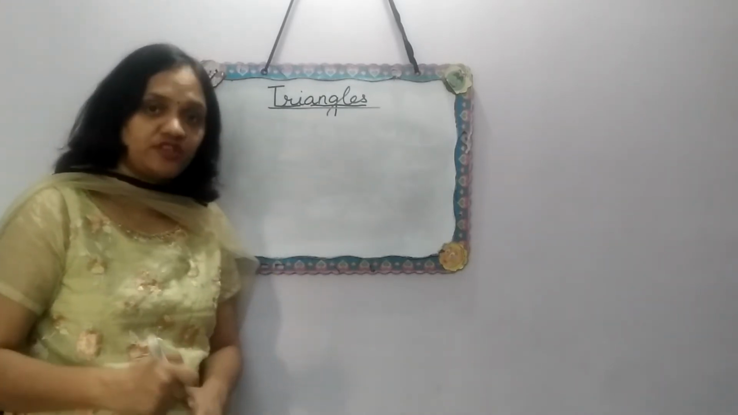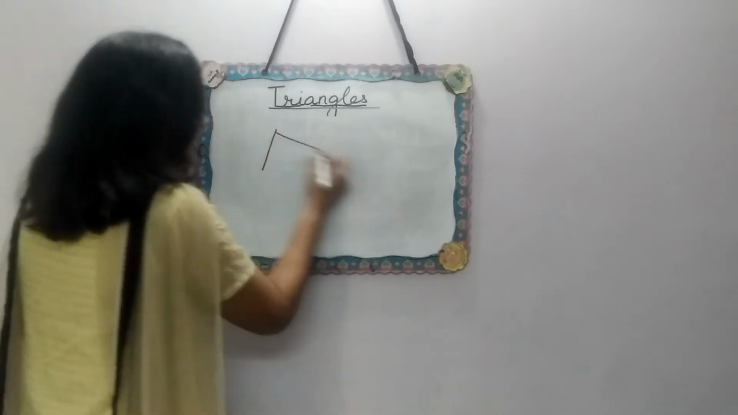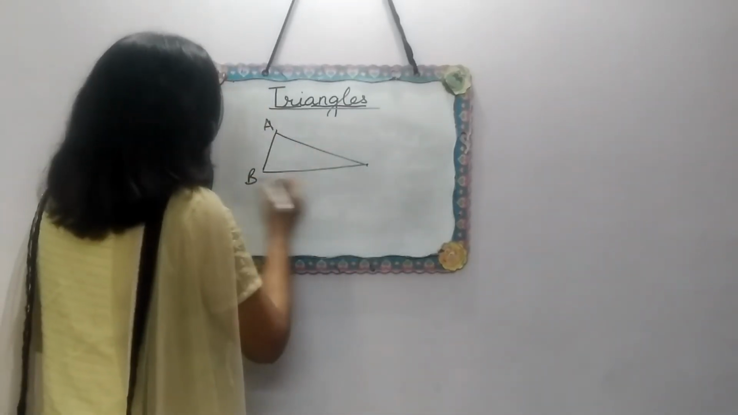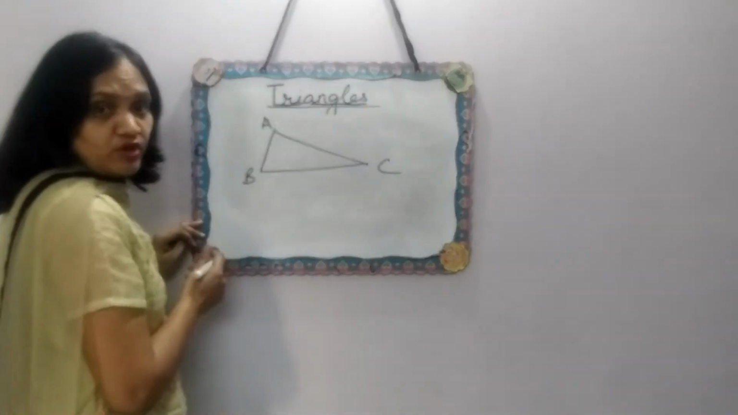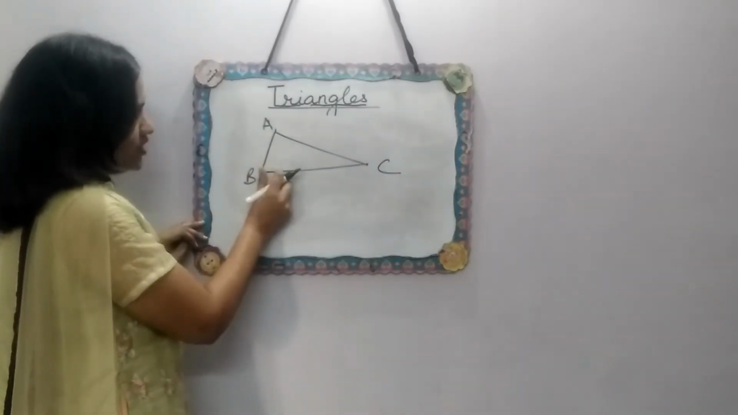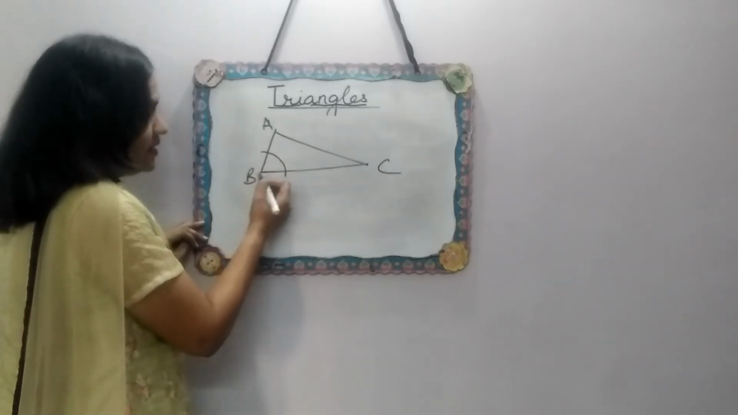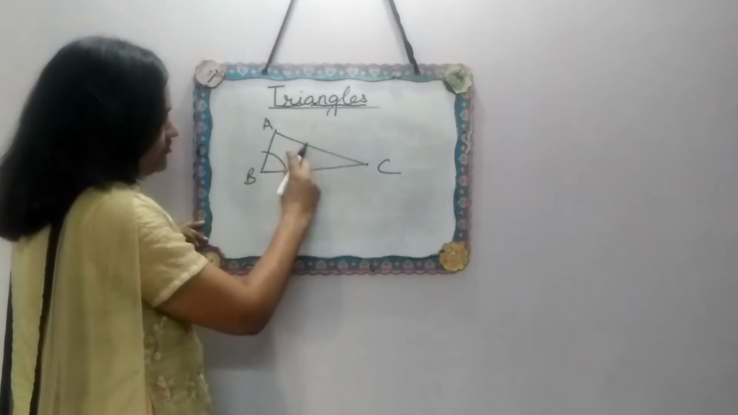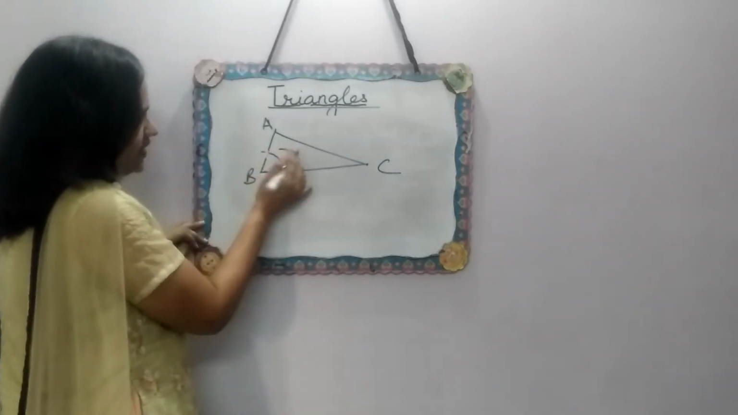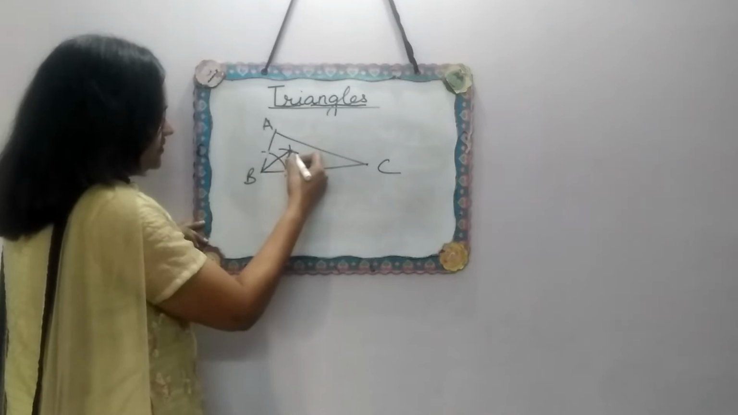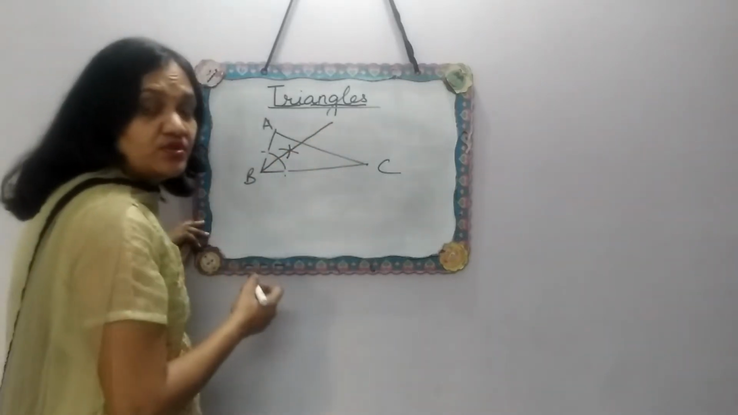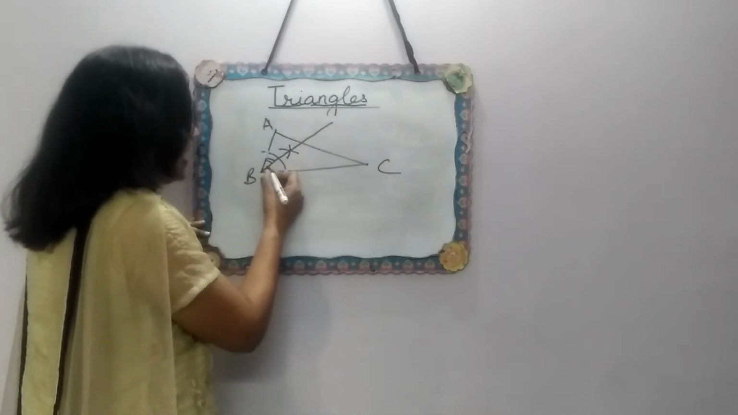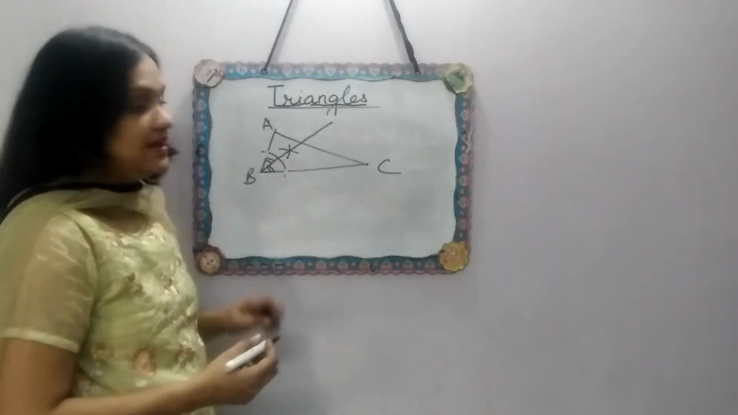You have studied about it in junior classes. If I ask you to draw the angle bisector of angle B, then what will you do? With B as vertex, you will draw an arc. Then, without changing the radius, you will draw two arcs, one from here and the other from here, and you join. So, what have you done? You have drawn the angle bisector of B. So, this angle and this angle will be equal.